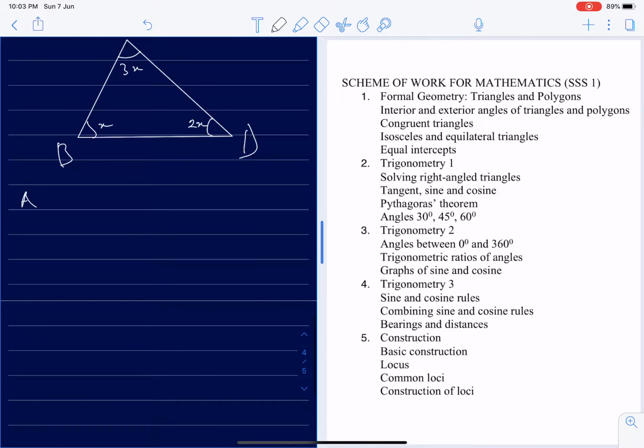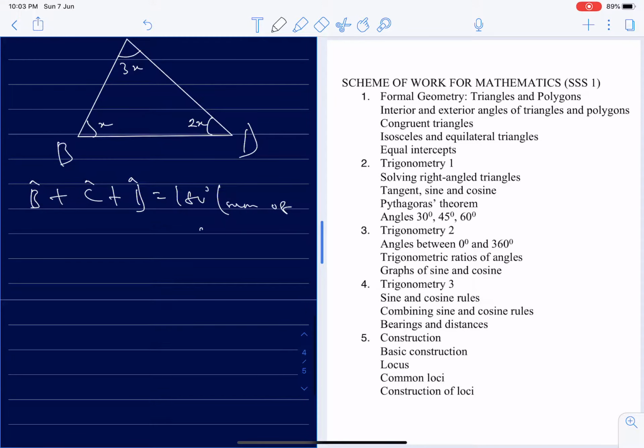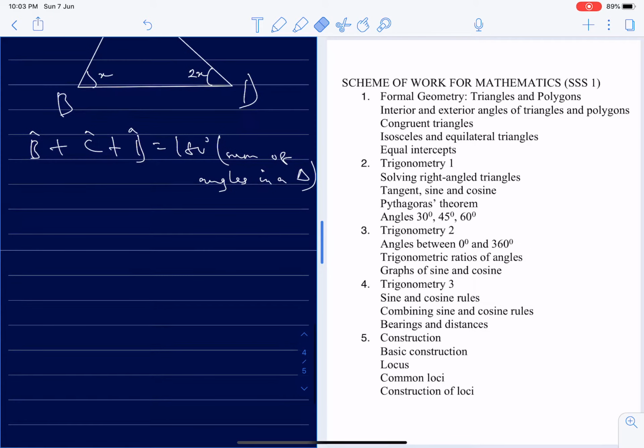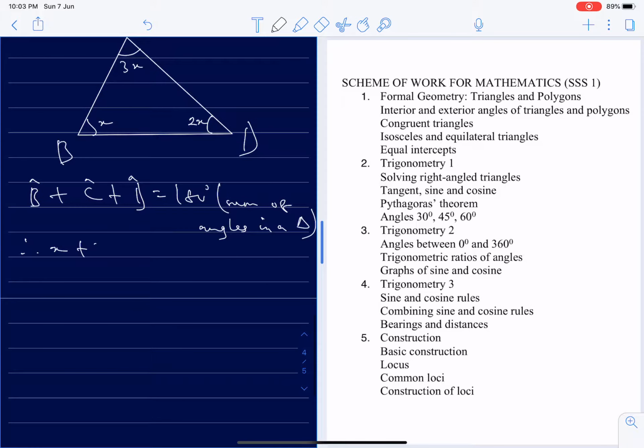Angle B, rather, there's no A in this triangle, it's triangle BCD. So angle B plus angle C plus angle D equals 180 degrees. Sum of angles in a triangle. That's the reason why that is so. And that means x, which is angle B, plus 3x, which is angle C, plus 2x equals 180 degrees.